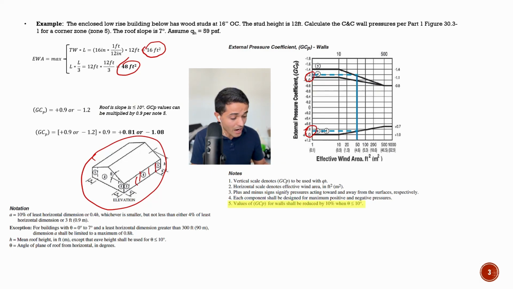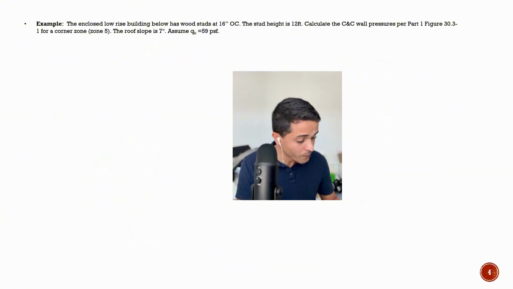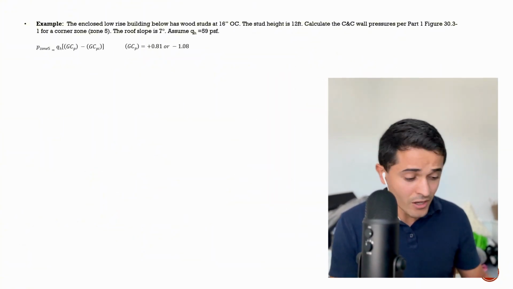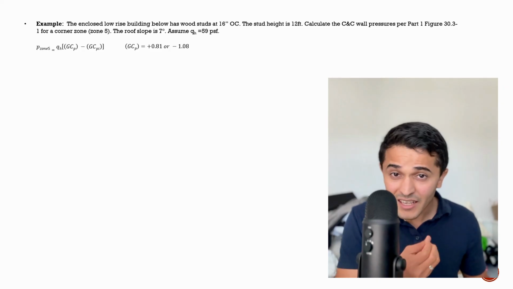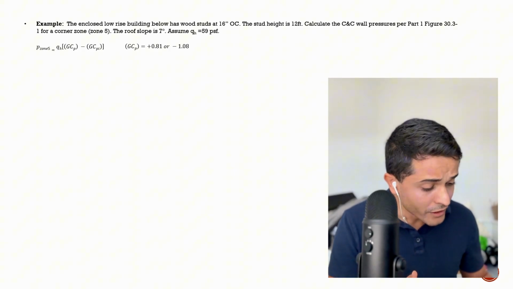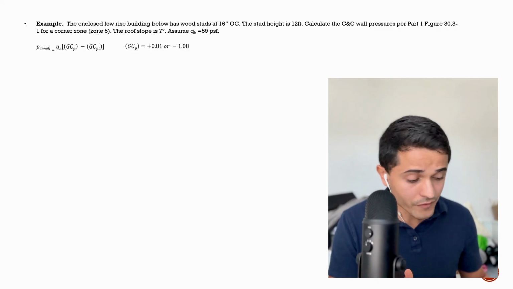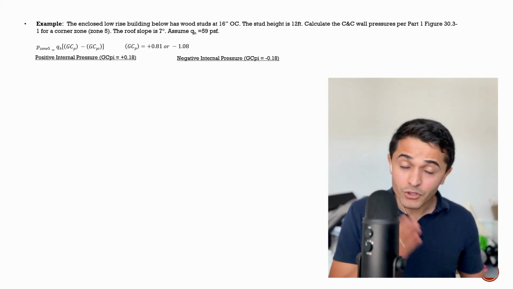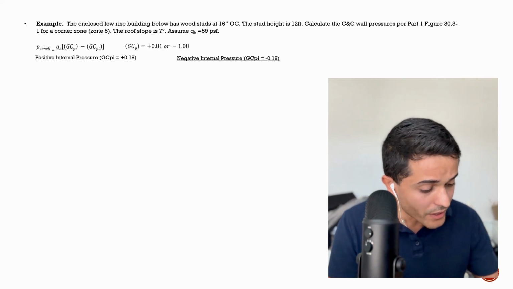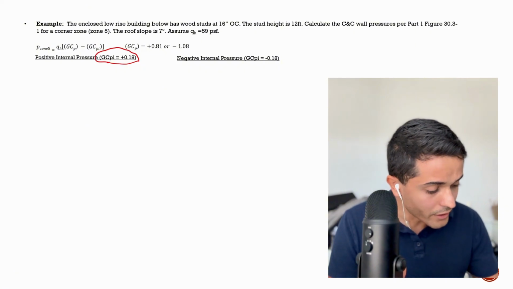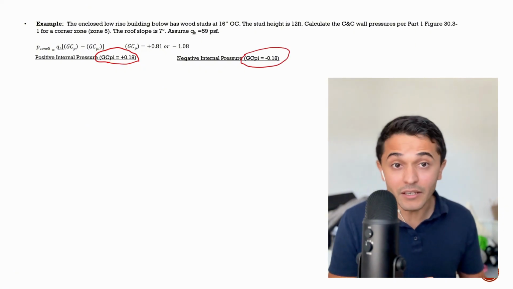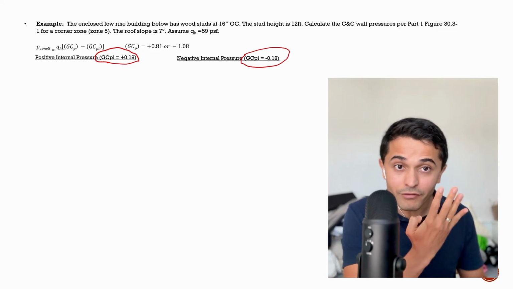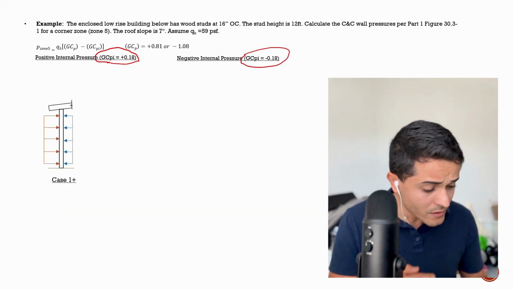So now we revise our GCP values, and we have positive 0.81 and negative 1.08. So if we now try to calculate our pressures, we have to pair all these different cases together, right? We have two values for our GCP in zone 5, a positive value and a negative value. But then we also have two values. It's an enclosed building, so GCPI is equal to positive 0.18 and negative 0.18. So in total, we would have 4 combinations, right? So let's play them out.